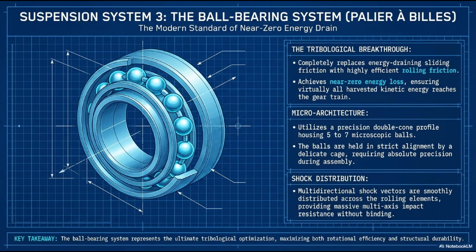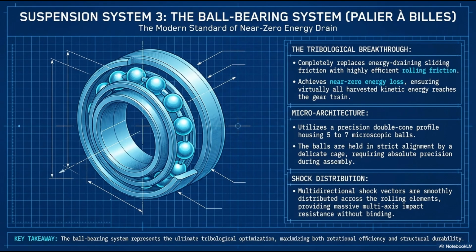The tribological holy grail was finally achieved with suspension system 3, the ball bearing system, or polyrobills. This is the undisputed modern standard of near-zero energy drain. This represents a total tribological breakthrough. By introducing microscopic balls, engineers completely replaced energy-draining sliding friction with highly efficient rolling friction. It achieves near-zero energy loss, ensuring that virtually 100% of the harvested kinetic energy from the heavy mass actually reaches the gear train.